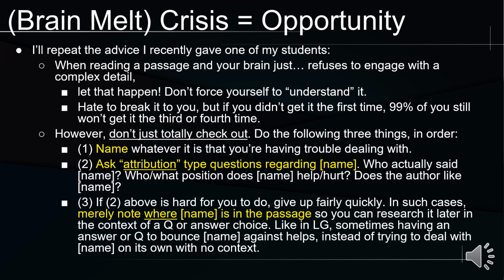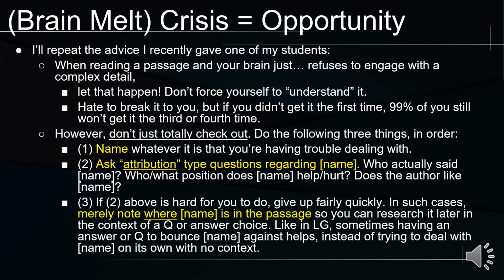And step number 3, you really only need to do if step number 2 gives you absolutely nothing. So if number 2, as we just described, is hard to do, don't be too persistent. Give up fairly quickly. If the answers to those questions don't feel that forthcoming, don't try to push it too hard. In such cases, just merely note where that pesky detail is in the passage, so you can research it later in the context of a question or answer choice. Just like in LG, sometimes having a question to bounce the detail against helps instead of trying to deal with just the detail itself on its own with no further context.